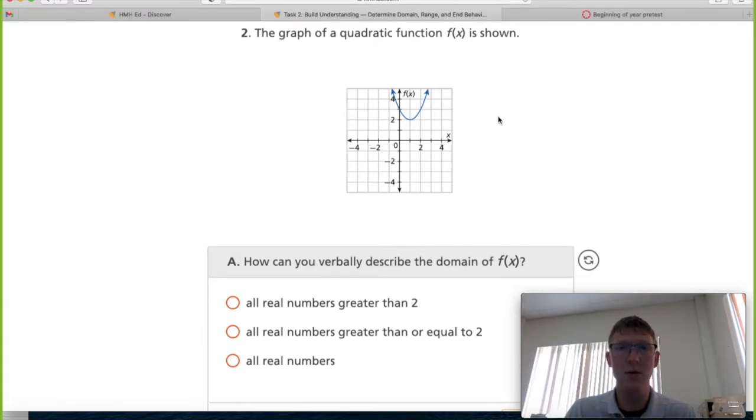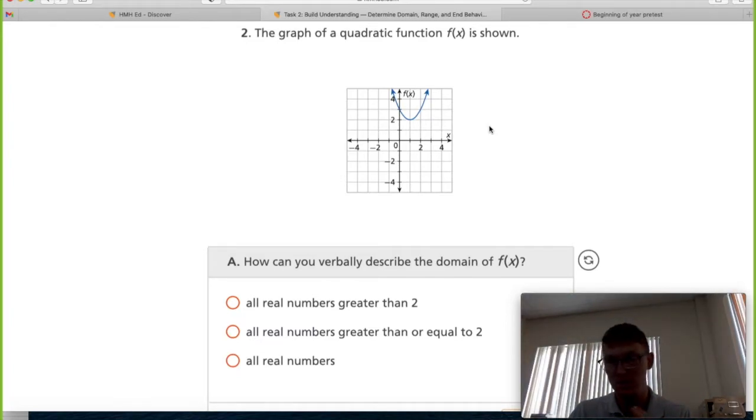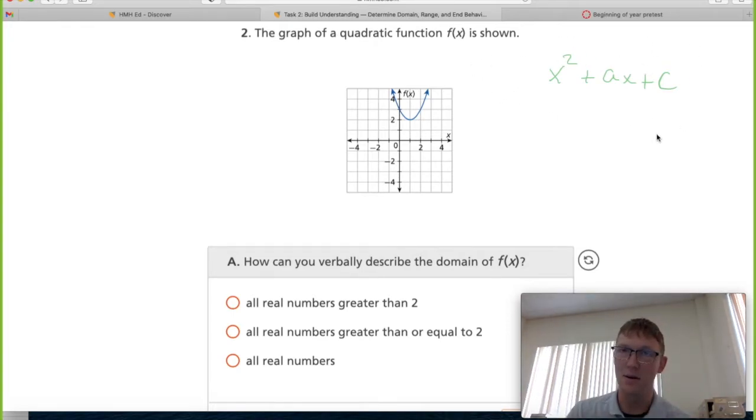So our domain: what values of x could we possibly plug into an x squared function? Again, this is like x squared plus something x plus something else. I'm sure I could figure it out if I wanted to, but I don't care that much. What values of x could we plug into this function? The answer is we could plug anything we wanted into that. I always like to try three things: 0, a really big positive number, and a really big negative number.